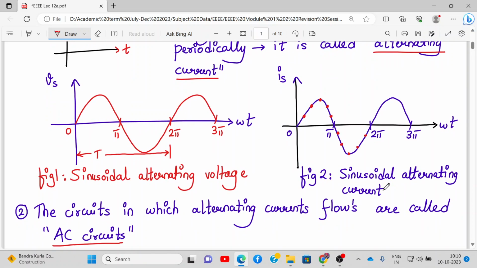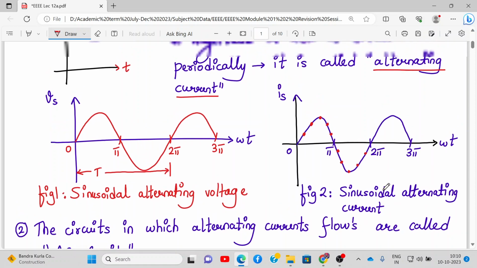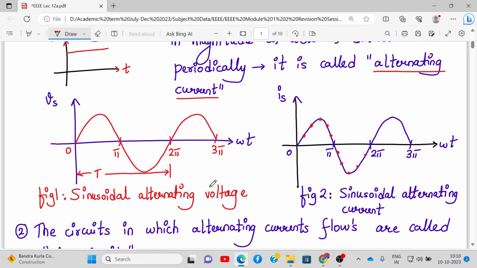Now, the circuits in which alternating current flows are called AC circuits. This module number 2 is all about such AC circuits. Now, what are the advantages of AC? Voltages in AC systems can be raised or lowered with the help of a transformer. It is used in AC motors, which are simpler and have lesser maintenance. AC voltage can be easily converted into DC. Therefore, AC is extensively used in practice.